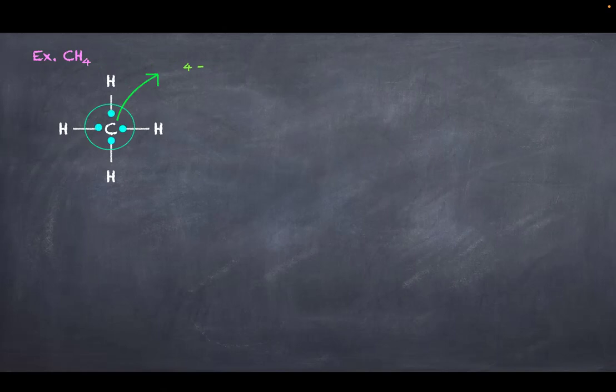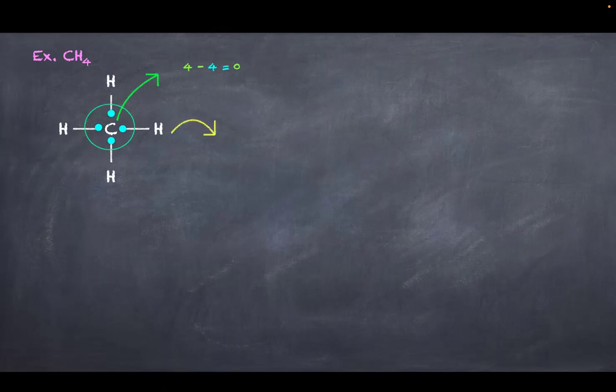Each bond is made from 2 electrons, so only the electrons closer to the carbon are counted. So we're technically counting half of each bond. So 4 minus 4 electrons would be 0. So the formal charge of carbon is 0.